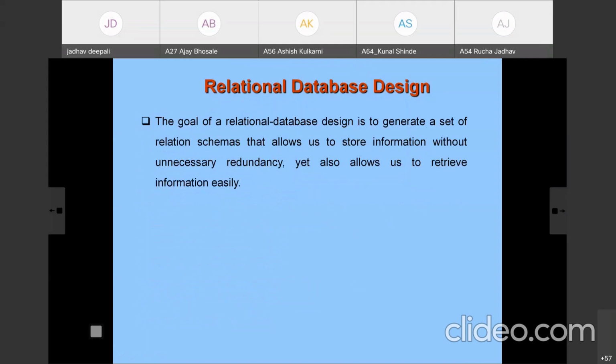The goal of relational database design is to generate a set of relation schemas that allows us to store the information without unnecessary redundancy. Means if we store the address of the student 10 times in the table, it is unnecessary redundancy, correct? So we store the data to avoid this unnecessary redundancy. It also allows us to retrieve the information easily. Whatever information is stored in the database, it allows us to retrieve the data easily.